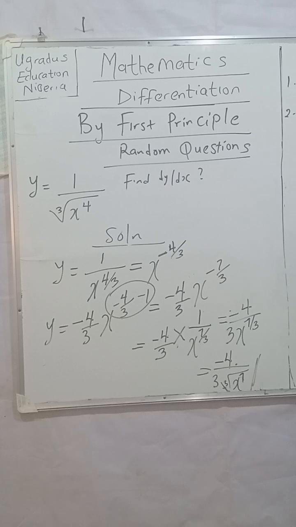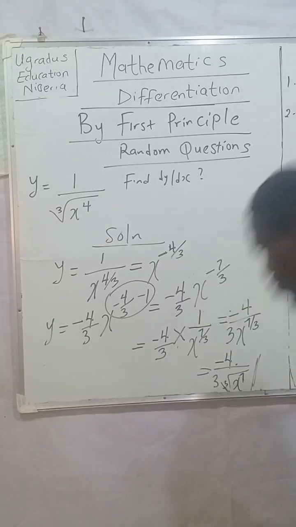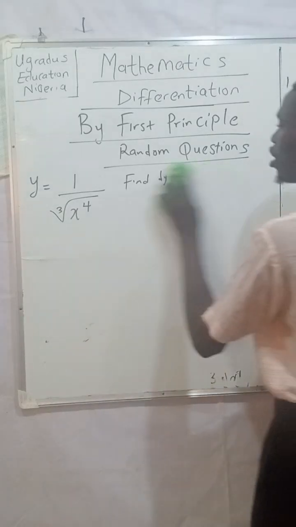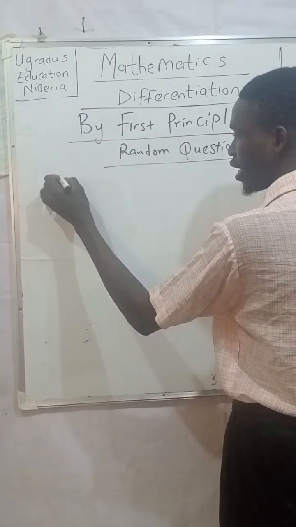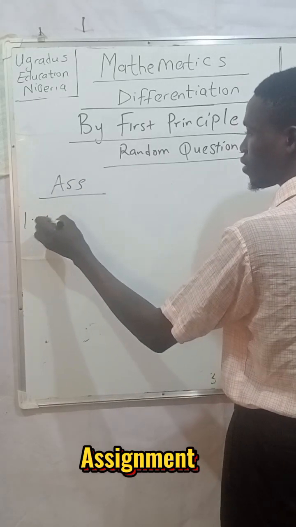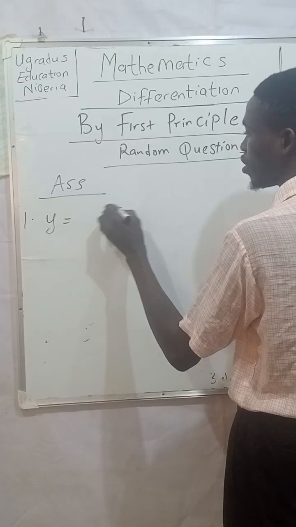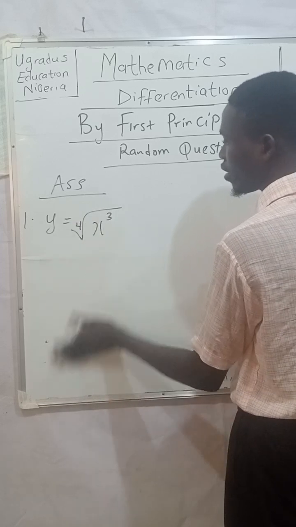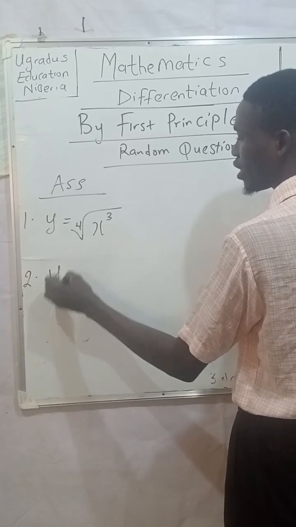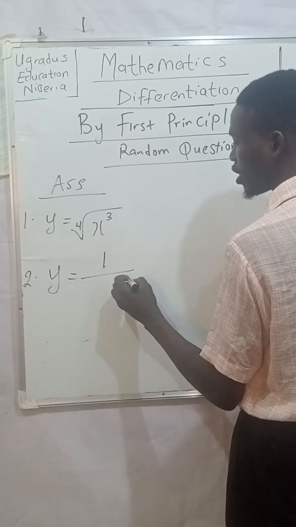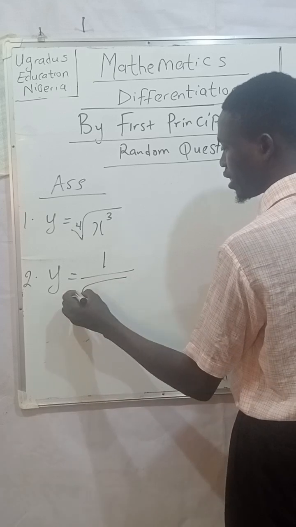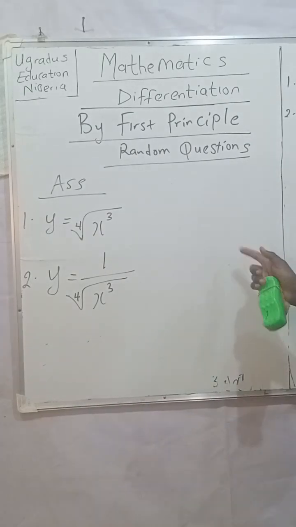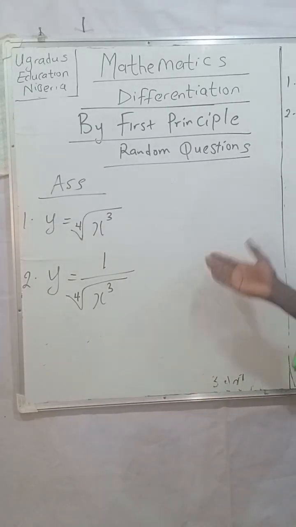So let me give you a practice question that you can use to practice. Just 2. So assignment for you. Number 1, you can say y equals to, let's change this thing. What if you have 4 here and you have x cube inside here? Then number 2, what if you are given y equals to 1 all over, let's put 1. The same question, just that this one is inverse. This one is not inverse. Try to work it out. Watch my video again. If you follow my routine, you are going to get the answer.